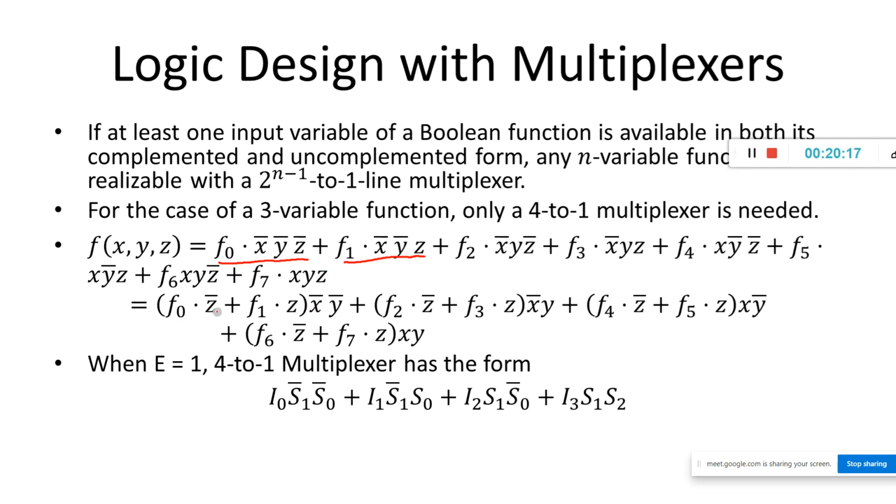F0 into z bar will remain here. F1 into z will remain here. Next, check F2 and F3. What is common here? X bar, y is common, isn't it? So x bar, y we have written here. F2 into z bar plus F3 into z. Here F4 and F5, x y bar is common. So F4 into z bar plus F5 into z. Similarly F6 and F7, x y is common. I have taken x y common. F6 into z bar plus F7 into z.